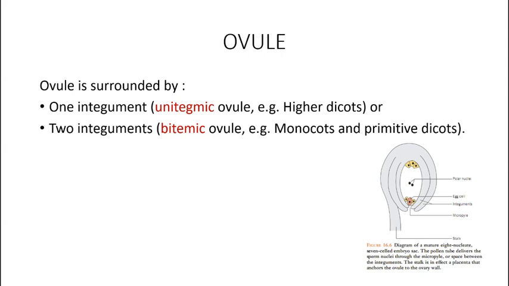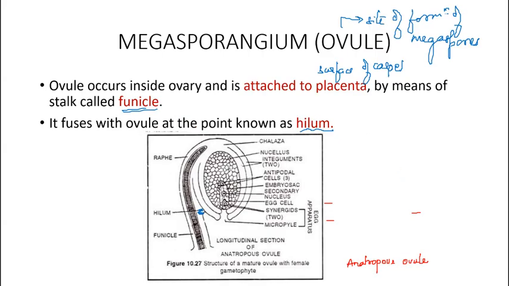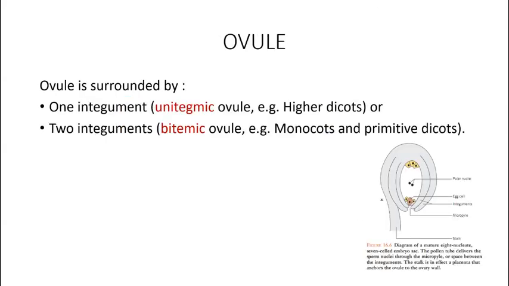Now, this ovule has several parts. One of the parts is the nucellus. So inside the ovule, look here, the mass of cells which you can see is the nucellus. It also consists of one or two integuments, which is the outer covering of the ovule. And the stalk is known as funiculus.